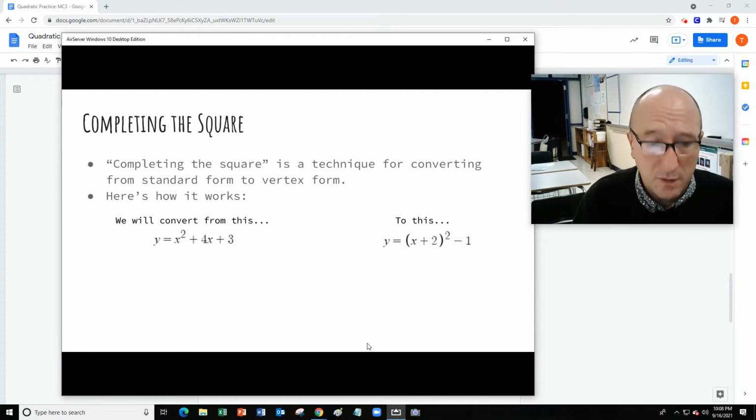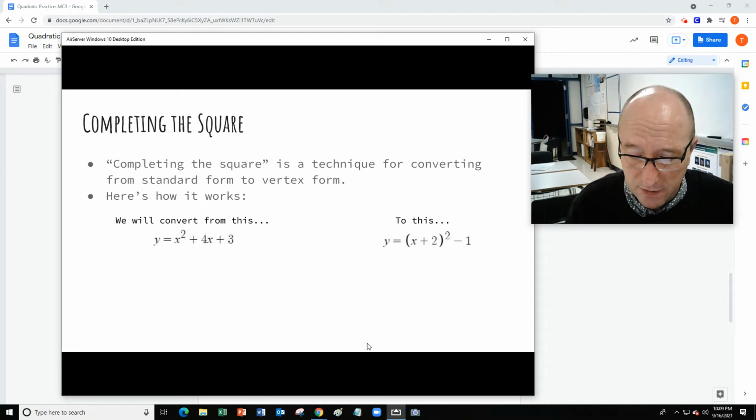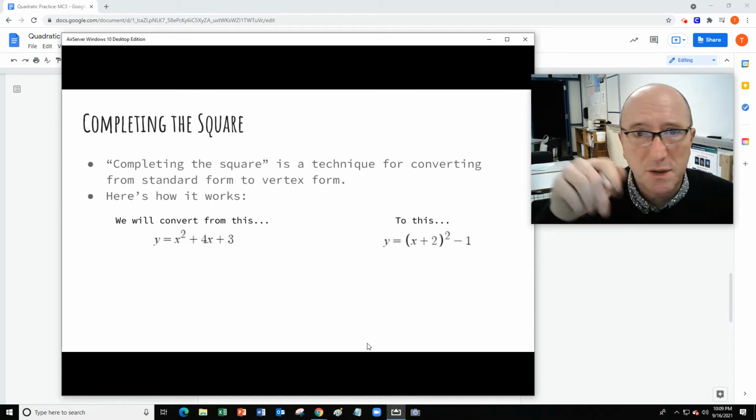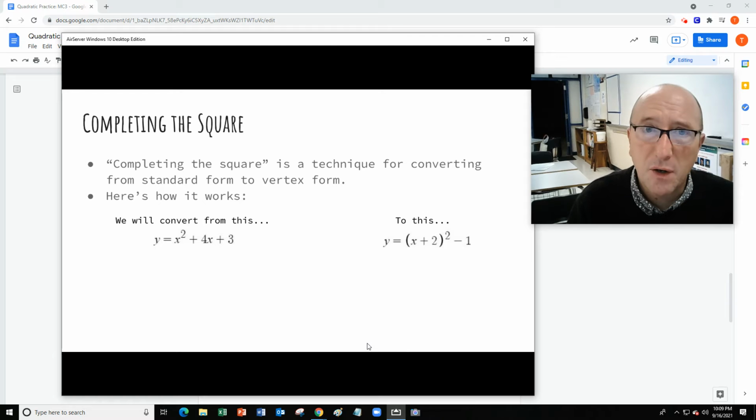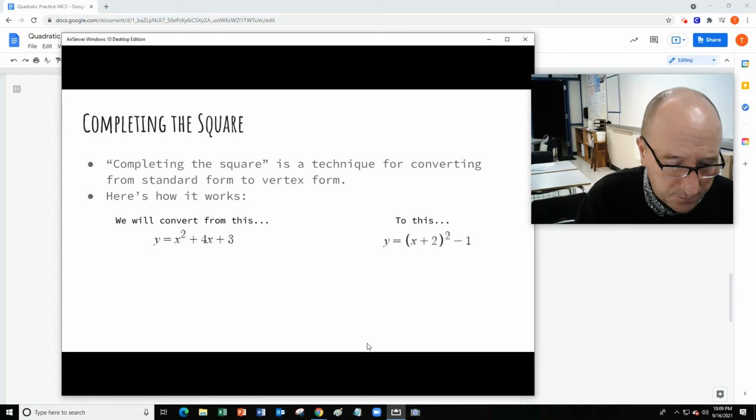So I'm going to convert the parabola that's on the left to the parabola that's on the right. So y is equal to x squared plus 4x plus 3. I'm telling you, if I type that into Desmos, it would look exactly the same as were I to type in y is equal to (x plus 2) squared minus 1. You couldn't tell the difference between the two of them. Here's how to go from the one on the left to the one on the right.